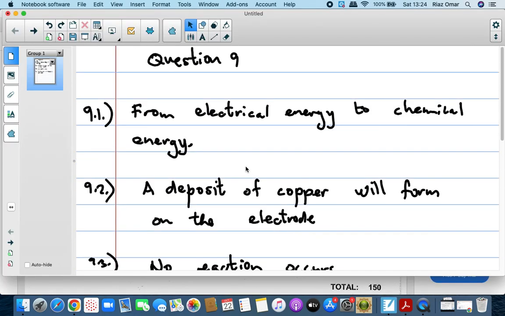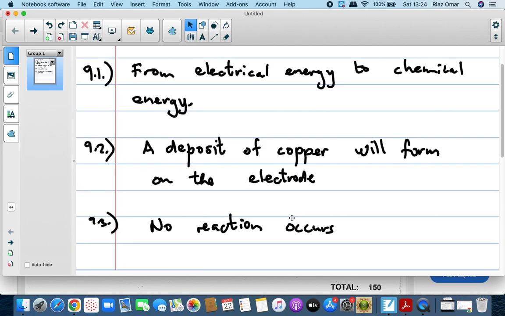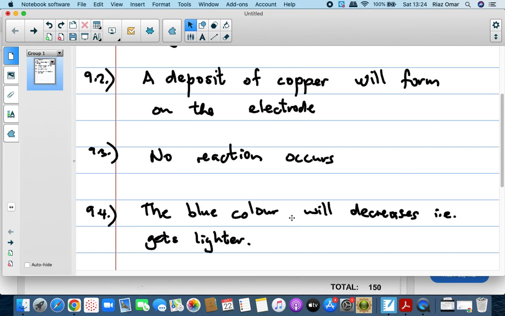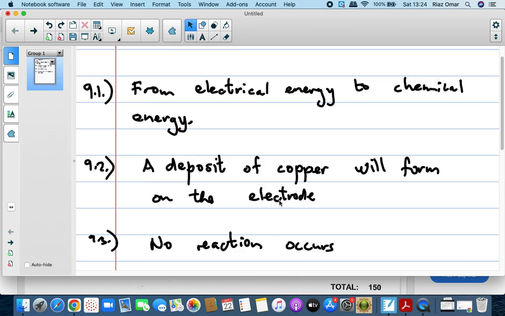We spoke about the conversion of electrical energy to chemical energy. A deposit of copper will form on the cathode, and no reaction takes place at the anode, and the solution becomes lighter. With that, we'll conclude.